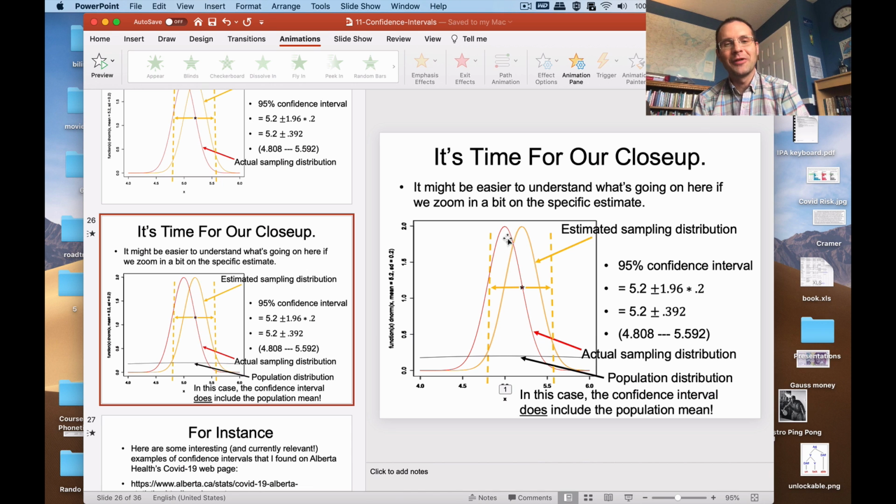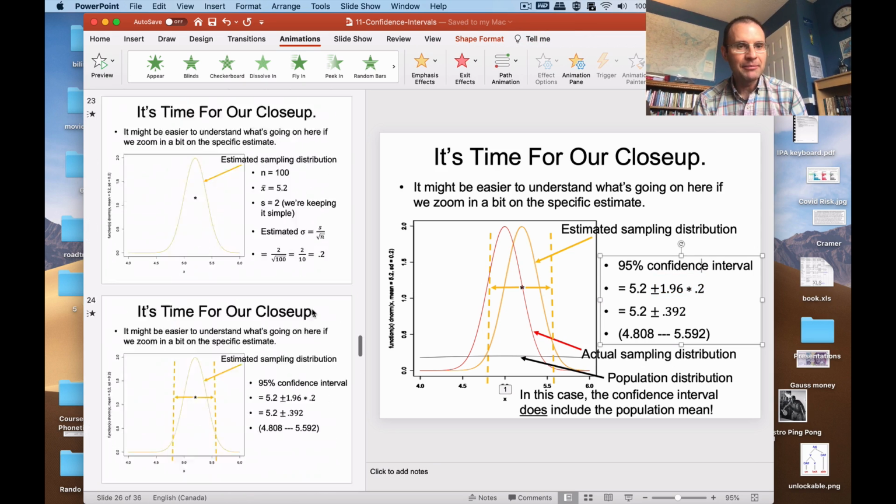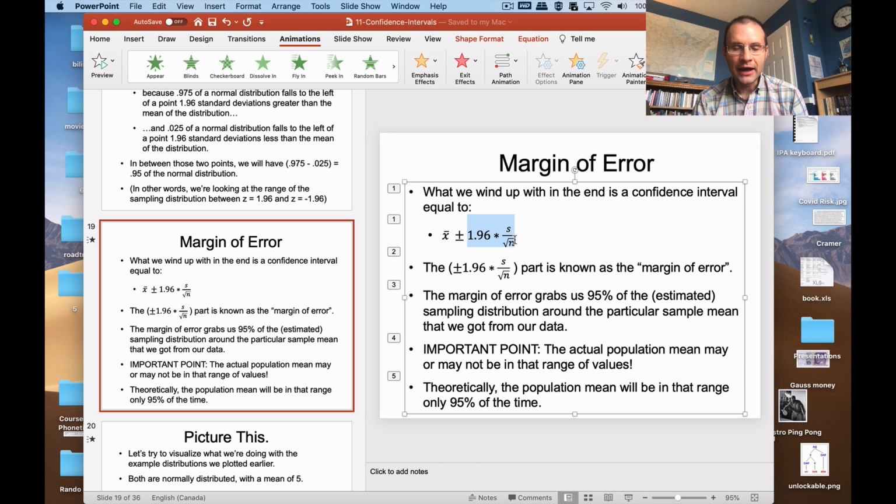And luckily, the population mean winds up being within that interval, but it doesn't have to. It usually will if we're estimating it with a 95% confidence interval. What I want to focus on here is the bit that gives us that 95% confidence interval, which we call the margin of error. So it's plus or minus 1.96 times the sample standard deviation divided by the square root of the number of items in the sample. That's based on the equation we used to calculate it, and this is what it's equal to in general.